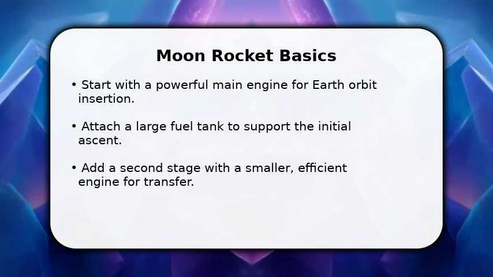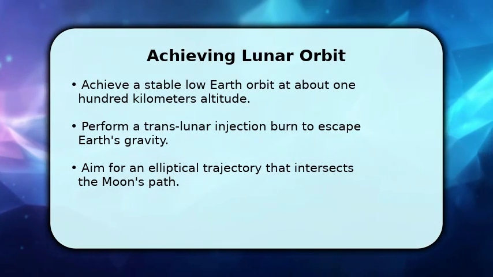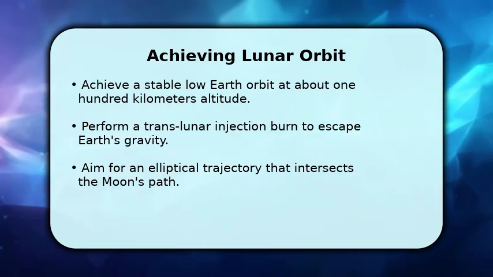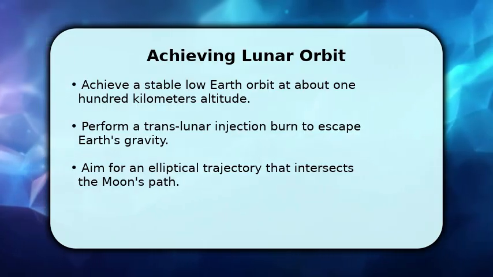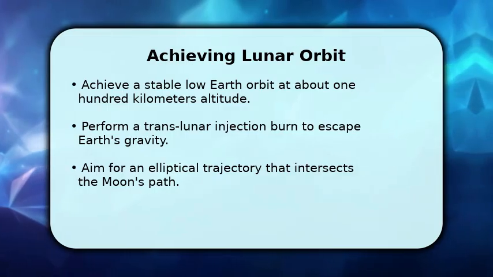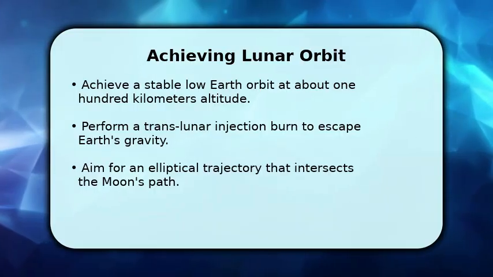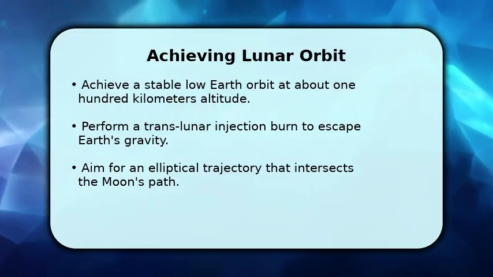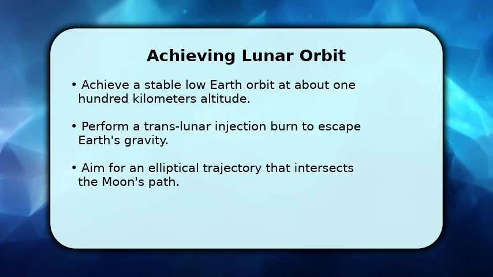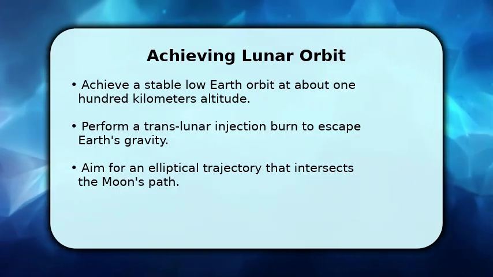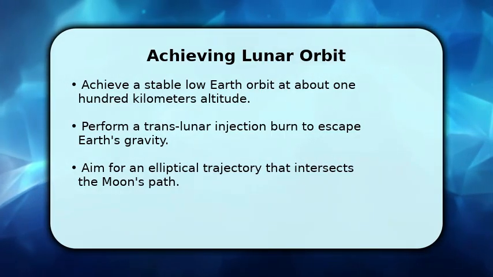Once your rocket is built, launch it into a stable low Earth orbit, ideally around 100 kilometers above the surface. From this point, perform a precise translunar injection burn, accelerating your craft to escape Earth's gravitational pull. This burn will set you on an elliptical trajectory, carefully aiming to intersect the moon's orbital path.